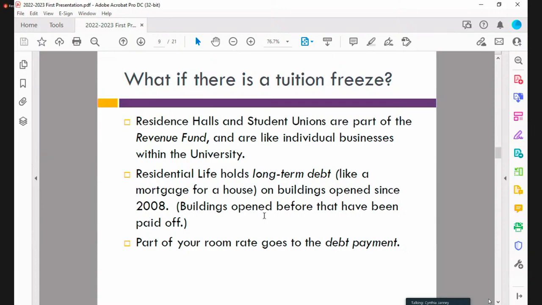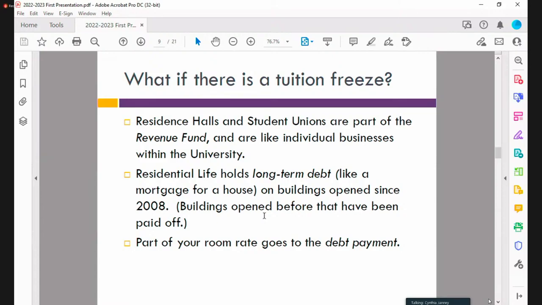Also important to understand that residential life holds long-term debt that's essentially like a mortgage for a house. And we hold that long-term debt on the buildings that we've built since 2008. So that is Julia Sears in 2008, Kreska, which opened in 2012, and then the University Dining Center in January of 17. The buildings that are older than that have been paid off, and Stadium Heights we lease; we don't own it. So part of a student's room rate goes toward the debt payment.